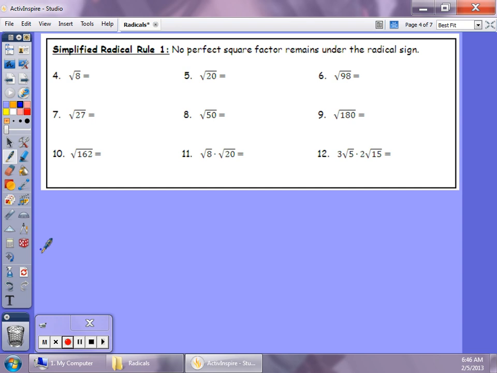The one rule that you need to remember about simplifying radicals is you can leave no perfect square factors underneath that radical sign. So let's take a look at a few examples. Again, if you have to write your perfect squares on the bottom of the screen, go ahead and stop the video and do so at this point.